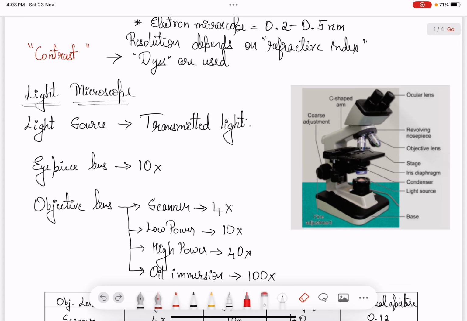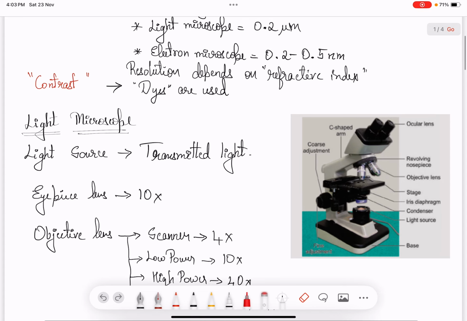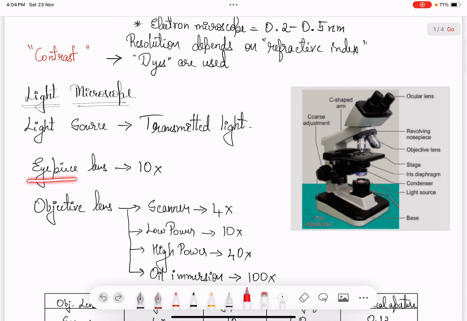Next is the ocular lens. Ocular lens is also called as eyepiece. These are the ocular lenses. This is used to magnify the image of the organism still further. The eyepiece lens has a magnification power of 10x. Whatever eyepiece it is, it has a lens of 10x. Here you can see there are two eyepieces. So this is called a binocular microscope also, because there are two eyepieces over here.